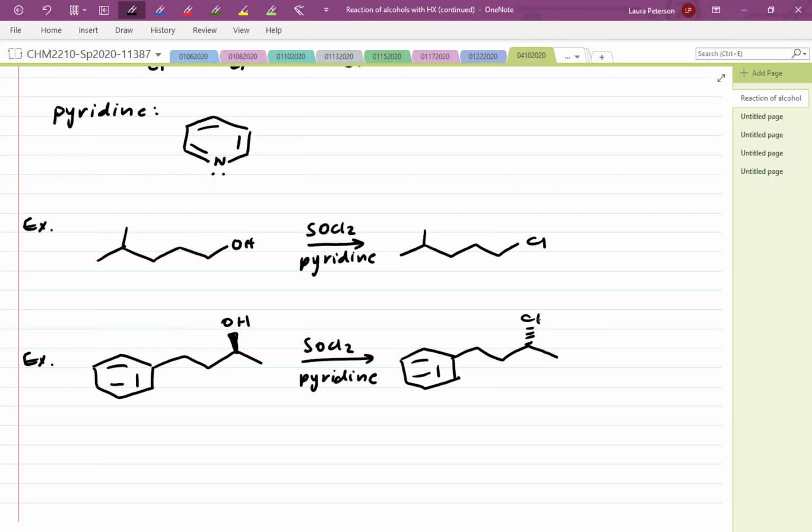Okay, so we can see that PBr3 and SOCl2 in terms of products are similar. They both go through SN2, they both go by inversion of configuration.